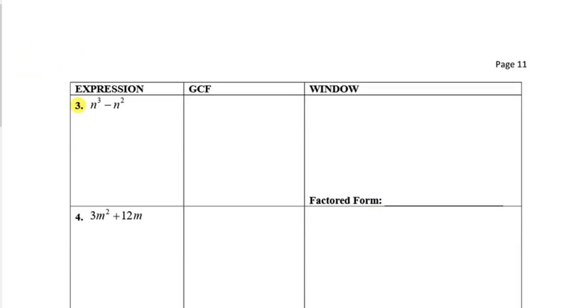I'd like you to work on number 3, identify the GCF, and try to set up your window. Play the recording when you're ready.